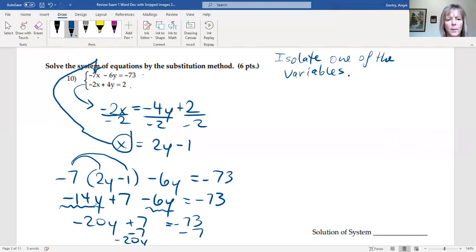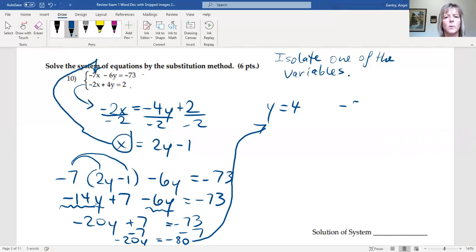And if you do a basic math mistake here, you will probably catch it, because when you get a really ugly fraction, you might want to reconsider. I'm not saying it couldn't be a fraction, but most of them are not really ugly fractions. So I get y is 4, and then I plug this into either.